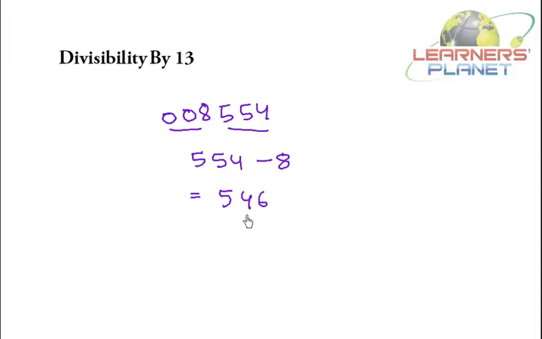Now let's try 546 by 13, as we have already discussed that if the number of digits in a number is less than 4, we should not apply the divisibility test. So let's check 546 by 13. So 13 4s are 52, and 2 and 6 is 26. So 13 2s are 26. So the number 546 is divisible by 13, hence the complete number will be divisible by 13. Let's take one more example.